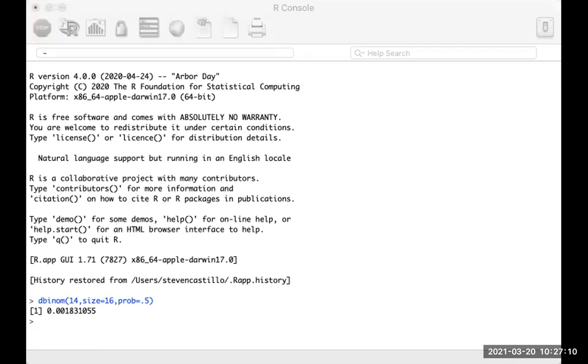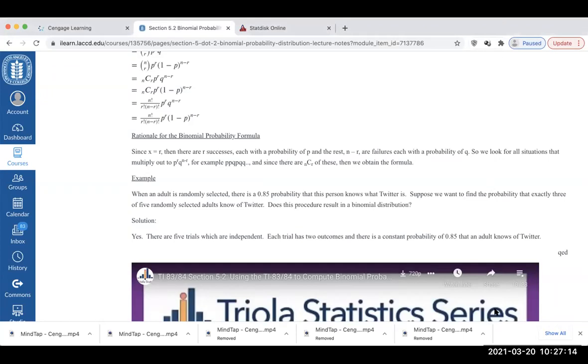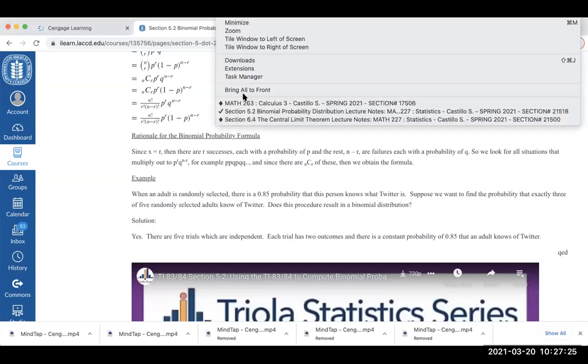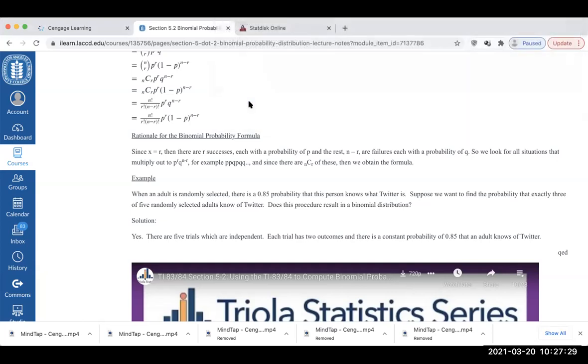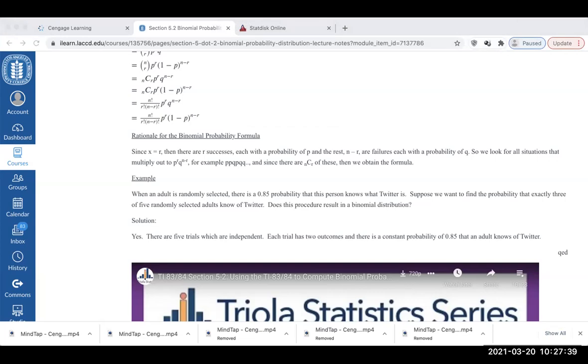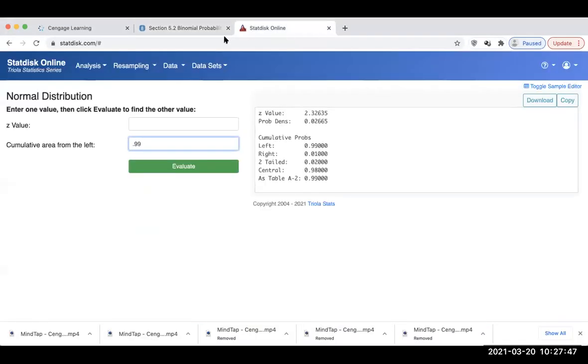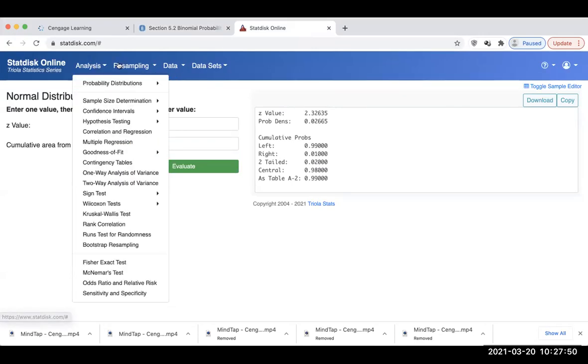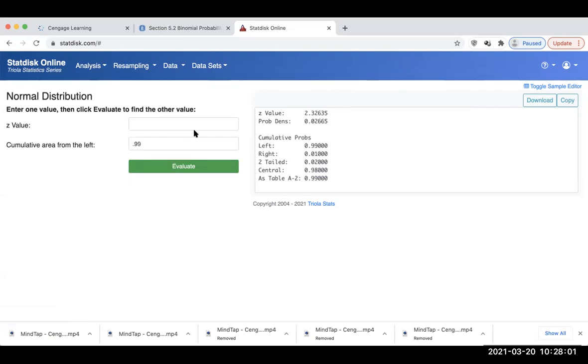Oh wait, that one doesn't. There's that one, okay. Must be this guy. Okay, no. Let's try this one. No. Oh, it's right there. Okay, the third one. There it is. So let's go to binomial distribution. So for StatDisk Online, click on binomial distribution. So probability analysis, probability distribution, and binomial distribution. There it is.